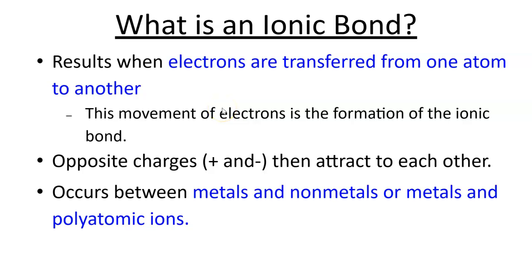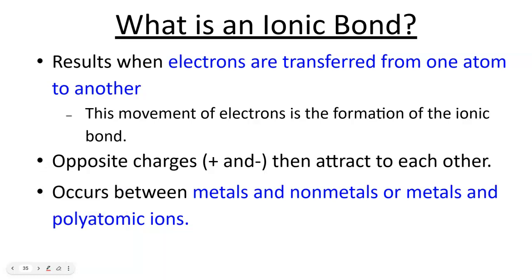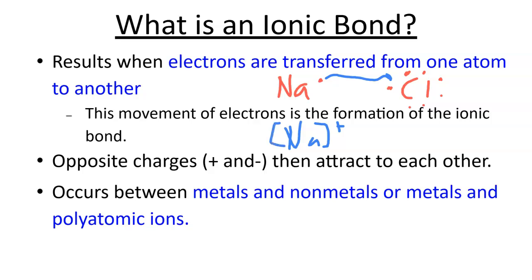So in sodium 2-8-1, or perhaps let's look at its Lewis dot structure, sodium with one valence electron. When it transfers an electron to chlorine, for example, with 7 valence electrons, the transfer of electrons, or this electron moving over to here, is the formation of the ionic bond. You then end up with an Na plus and a Cl minus.